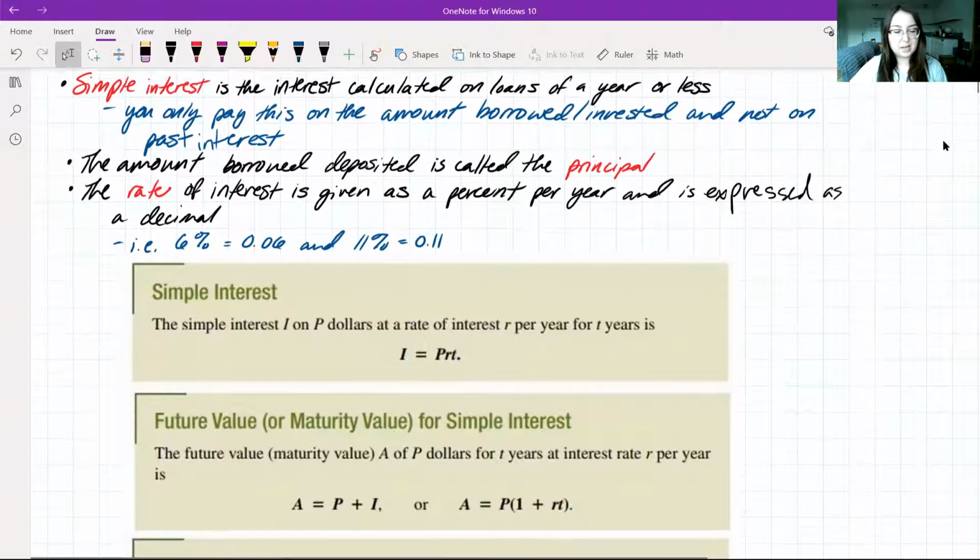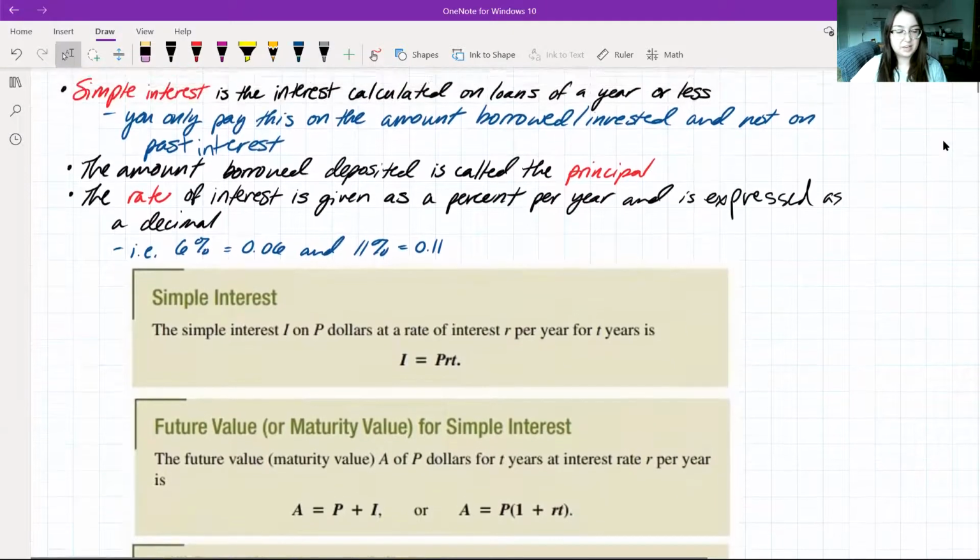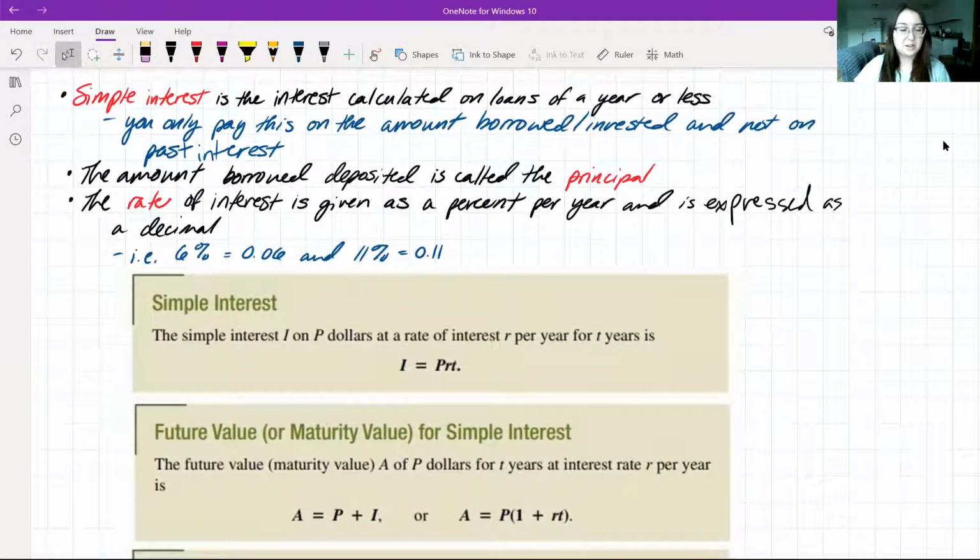If you only pay this on the amount borrowed or invested and not on past interest, so that's what we already said. The amount borrowed or deposited is called the principal. So whatever amount that you start with, or whatever amount that you borrowed, or anything along those lines, that will be called the principal. The rate of interest is given as a percent per year and is expressed as a decimal. So that is our 11% per year, 6% per year, and we know that we express that as decimals. So we would say 0.06 or 0.11.